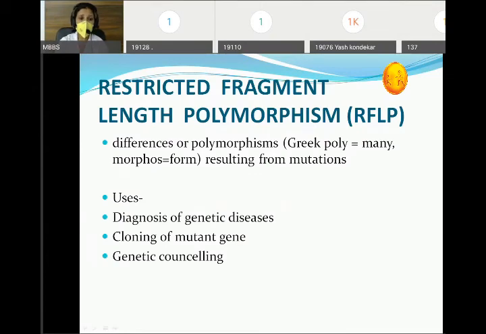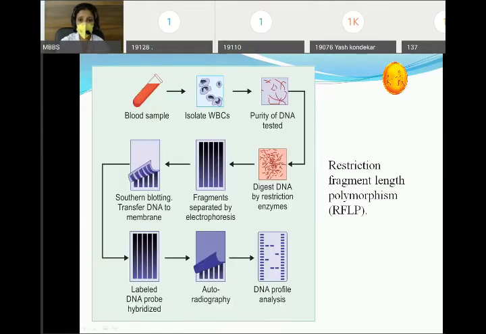So in RFLP, you have to study the polymorphisms. It is used for the diagnosis of various genetic diseases, to study the cloning of mutant genes, and it is useful for genetic counseling. Nowadays, genetic counseling is a very important part. So it is useful for genetic counseling.